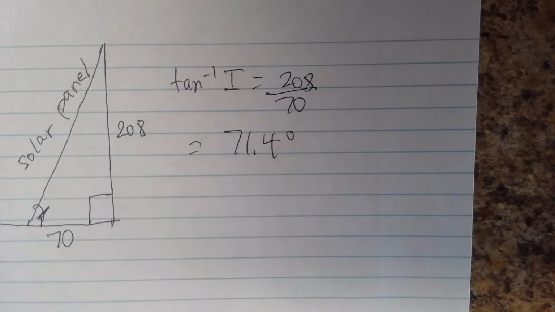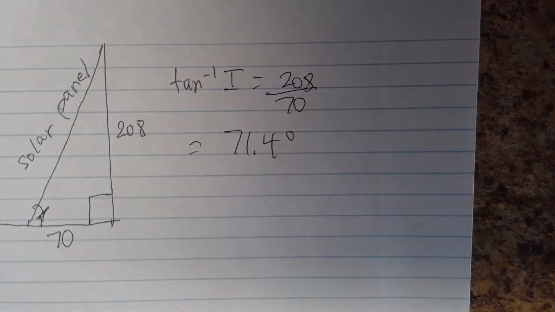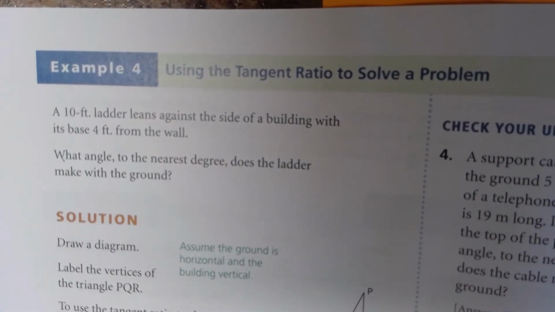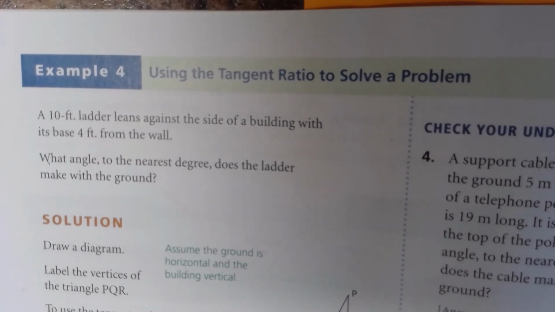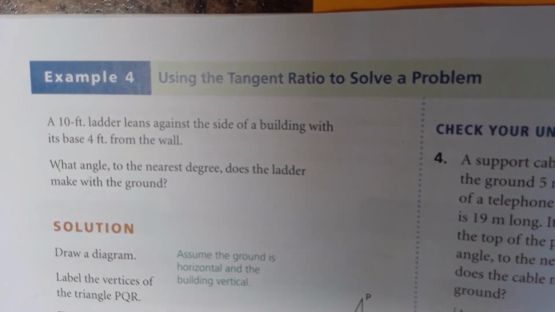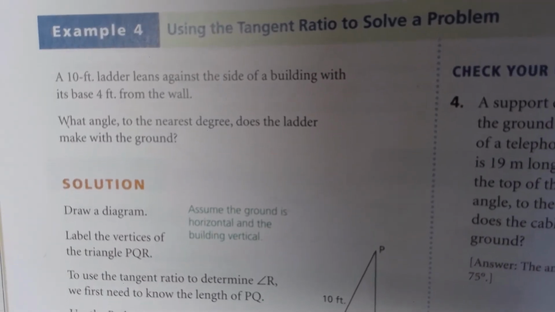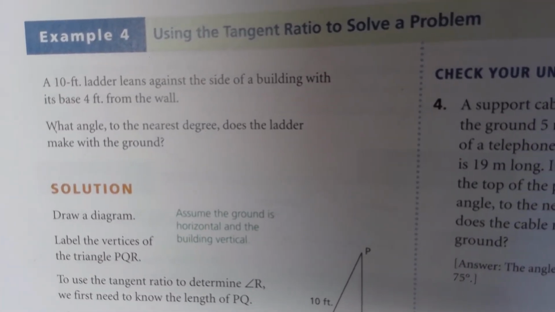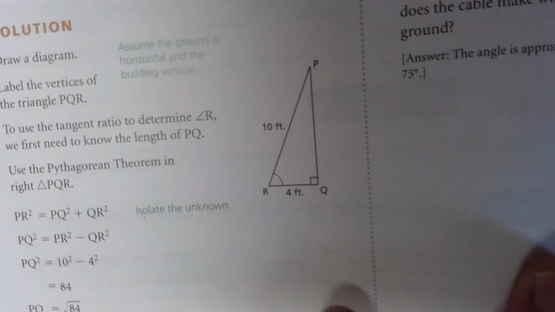Let's do one more example, then I'll give you some homework on this concept. Managing to keep this recording to a reasonable length so far. Page 74. A 10-foot ladder leans against the side of a building with its base 4 feet from the wall. What angle to the nearest degree does the ladder make with the ground?